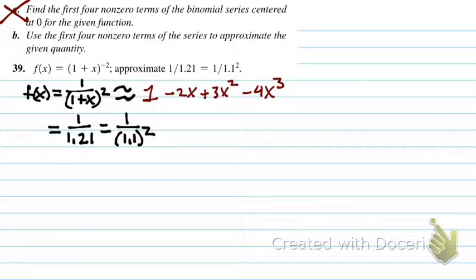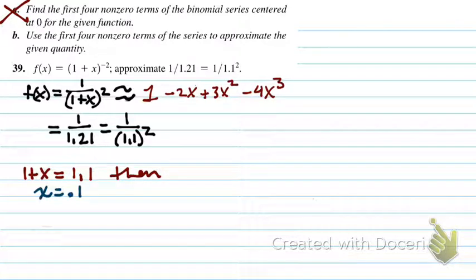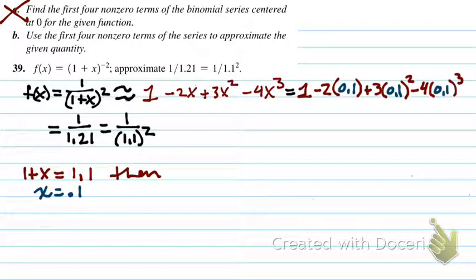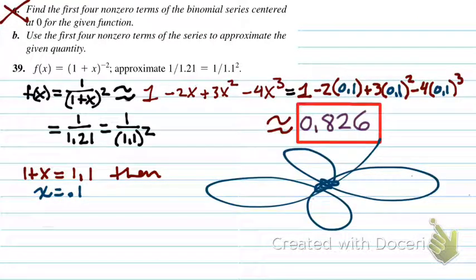So I'm using the 1.1 to find my x. Then I have 1 plus x is equal to 1.1. Then I find that my x is 0.1. So everywhere I see an x in my binomial expansion, I can put a 0.1. Then I pound that out, and substituting, I came up with 0.826. And then we even checked it with our calculator, which uses a very similar process to compute roots, and our calculator confirms.